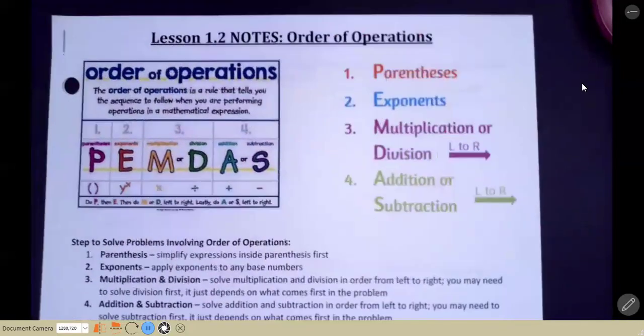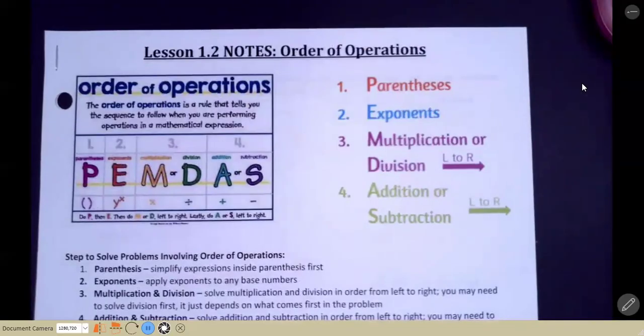If you remember the PEMDAS order of operations, actually they changed it to GEMDAS with a G because parentheses is not the only type of grouping symbol you use. You also can use brackets and other types. And you're going to see that in the notes. But you can remember it like this.